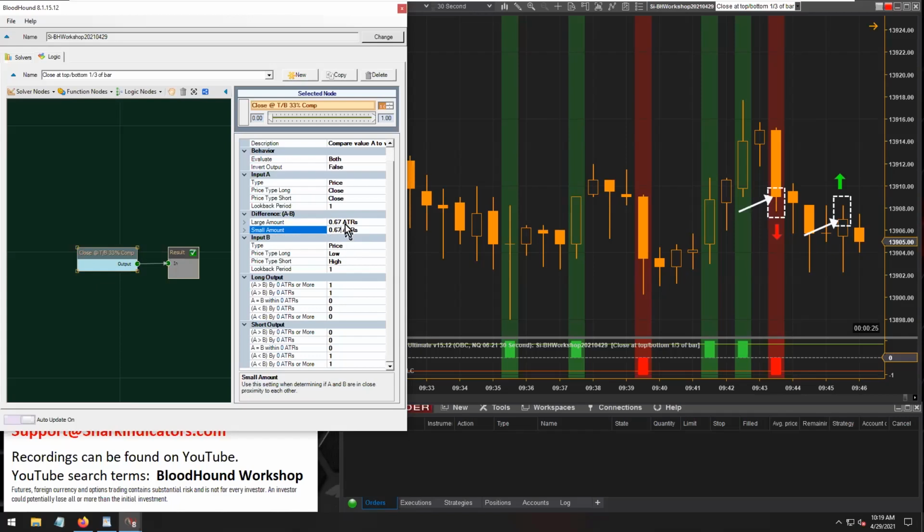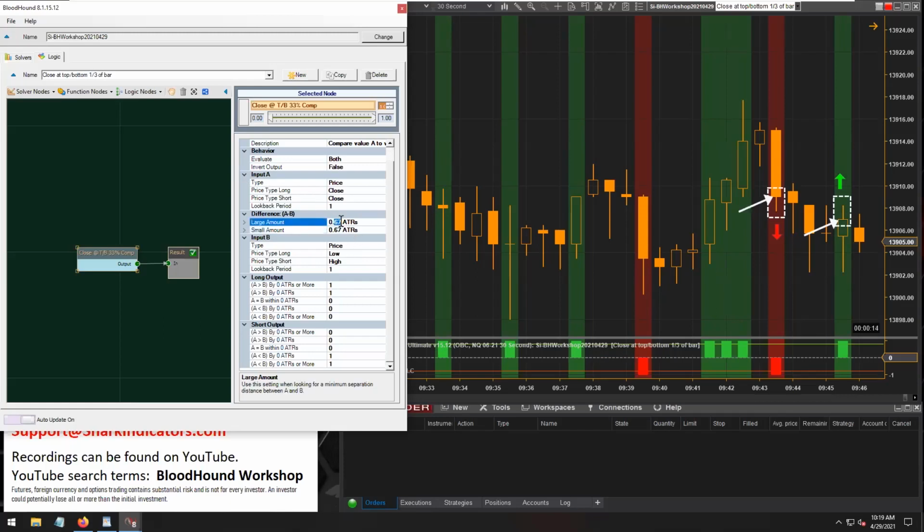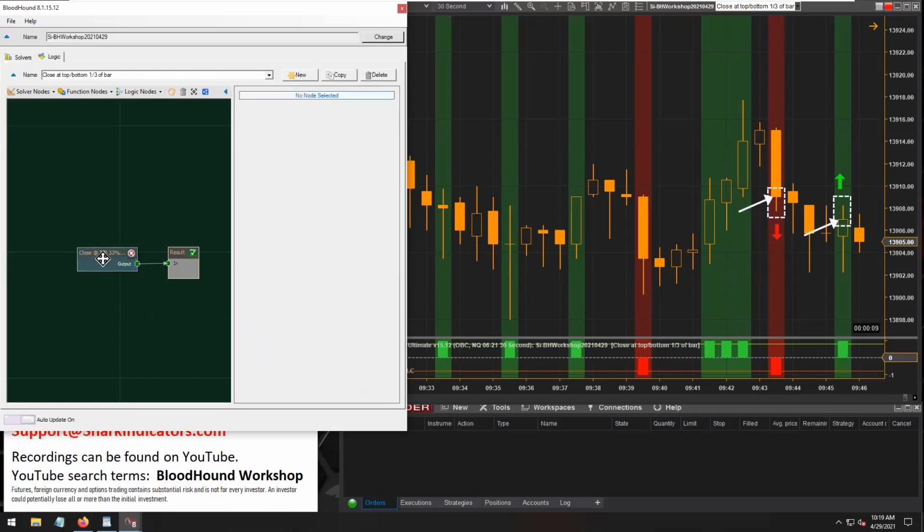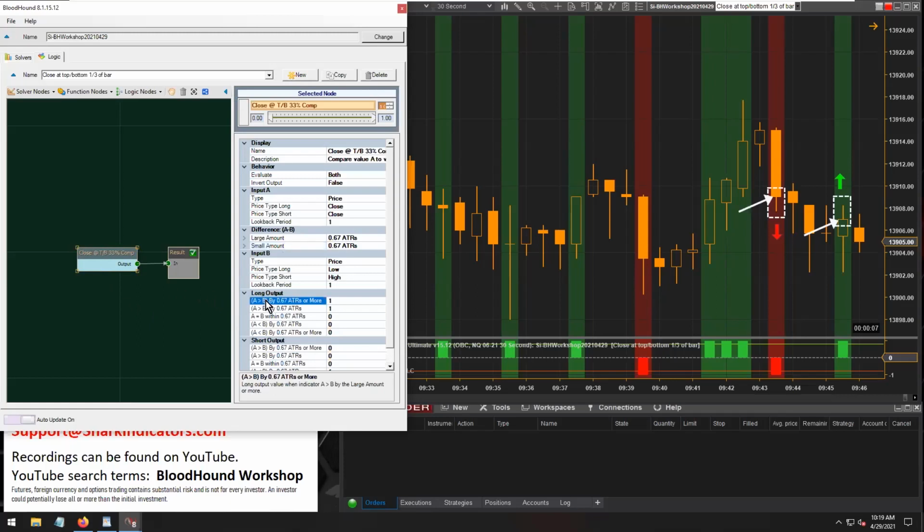All right. So we're trying to find the close within the top or bottom third of the bar. So we're going to put 2/3 in our distance amount. Now when we look at the output here, the way it reads is: A greater than B? What's A? A is the closing price. And what's B? B is the low of the bar.